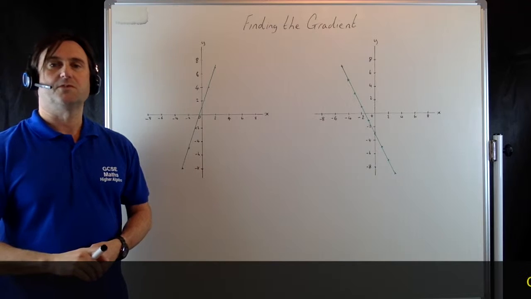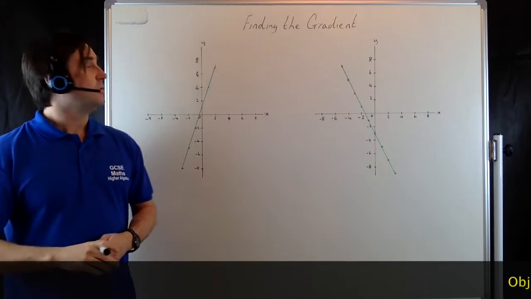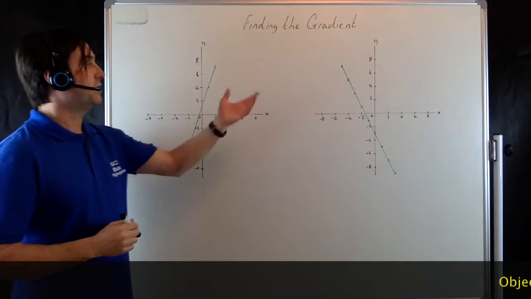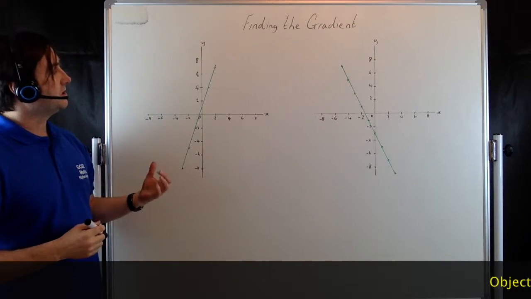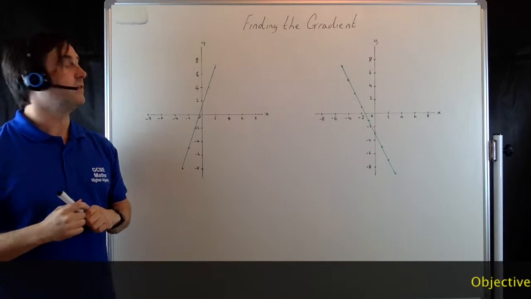Hi there, welcome to my tutorial on finding the gradient of a straight line graph. We've got two examples here, example 1 and example 2, and all I'm going to do is find the gradient of each line.